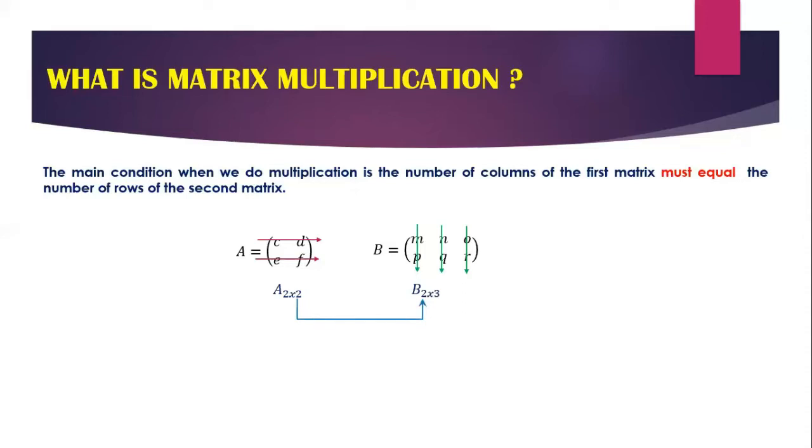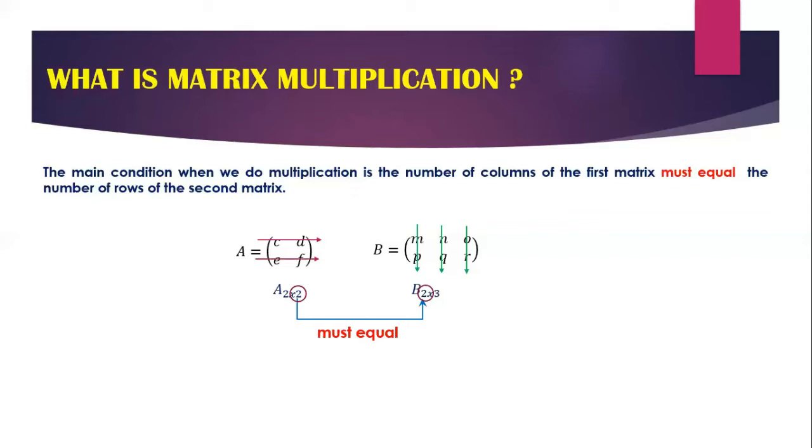Okay, these are the main conditions when we do the multiplication of matrices. The number of columns of the first matrix must equal the number of rows of the second matrix. Once again, the number of columns of the first matrix must equal the number of rows of the second matrix. Okay, students, that's the main condition when we do the multiplication of matrices. Is it clear to you?